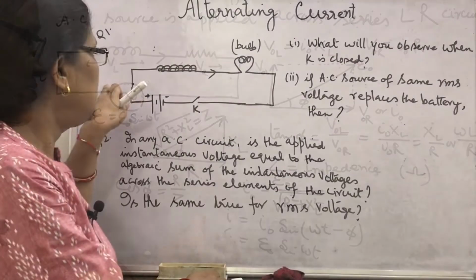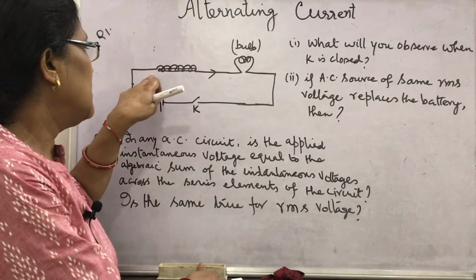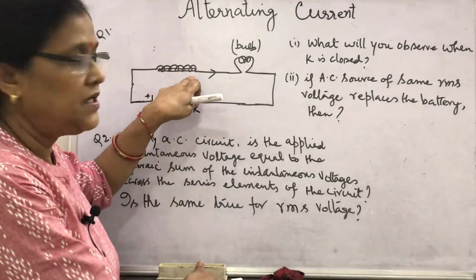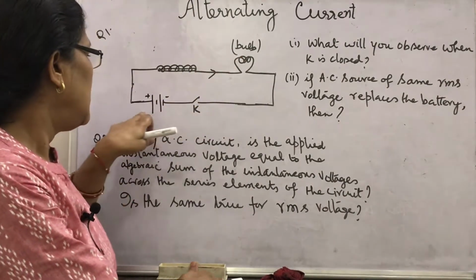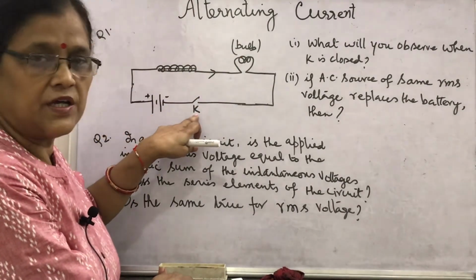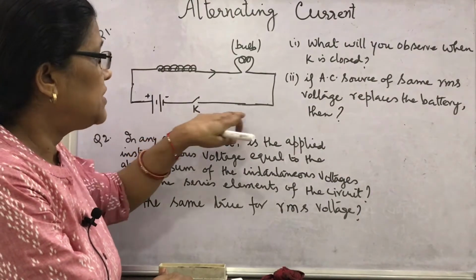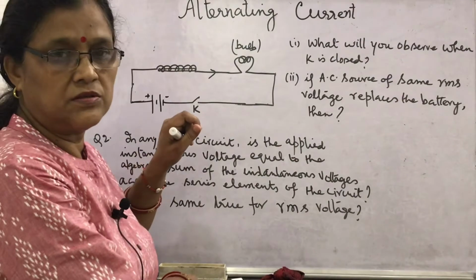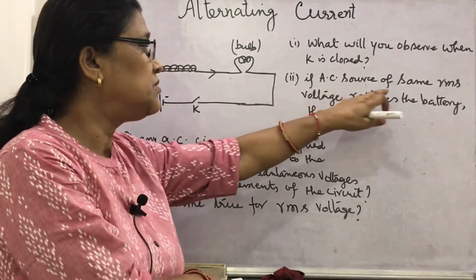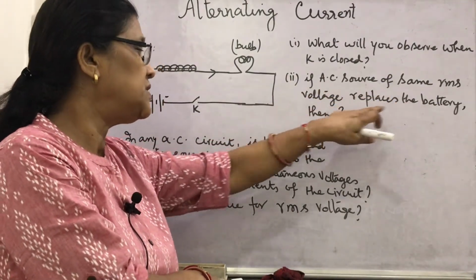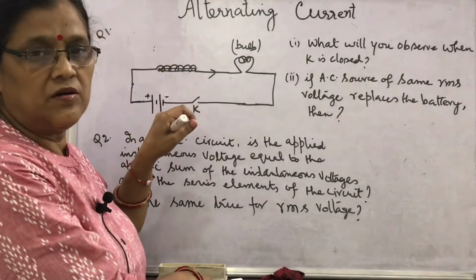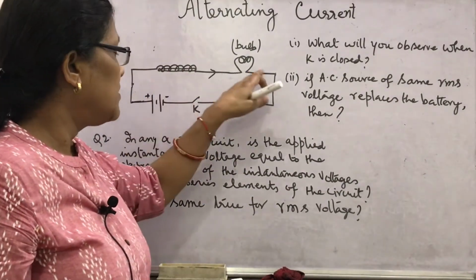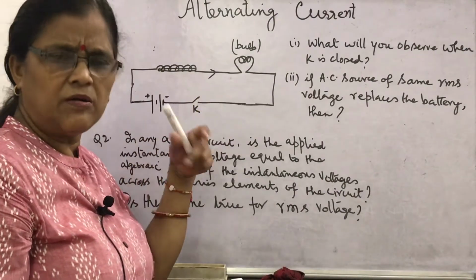Let's see the first question. A coil in which a soft iron rod is inserted is connected with a bulb, a battery and a switch K. The question says, what will you observe when K is closed? Second part, if an AC source of the same RMS voltage replaces the battery, then when K is closed, the current will begin to flow through the circuit and the bulb will glow.